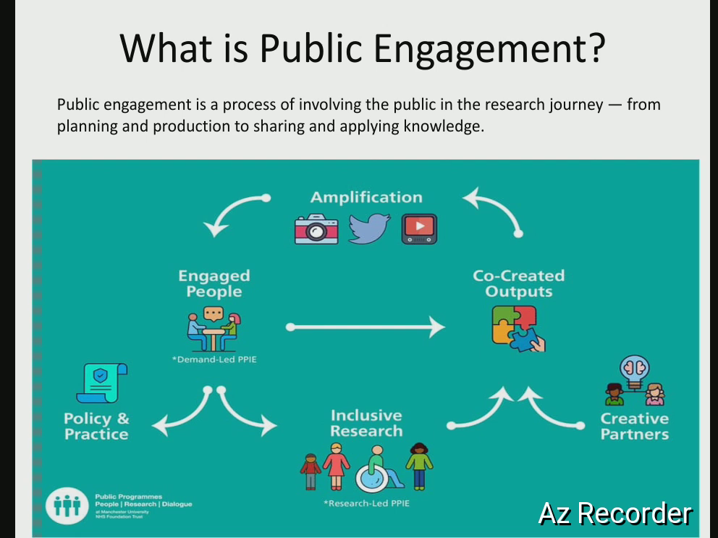I have also added a graph which shows how public engagement works as a cycle. It starts with engaging people and creative partners who contribute to research. Then their input helps generate inclusive research and co-created outputs. Then through amplification via different media, the knowledge spreads and brings more people into the loop. And this output feeds into real-world policy and practice. So that's how engagement can create outcomes.